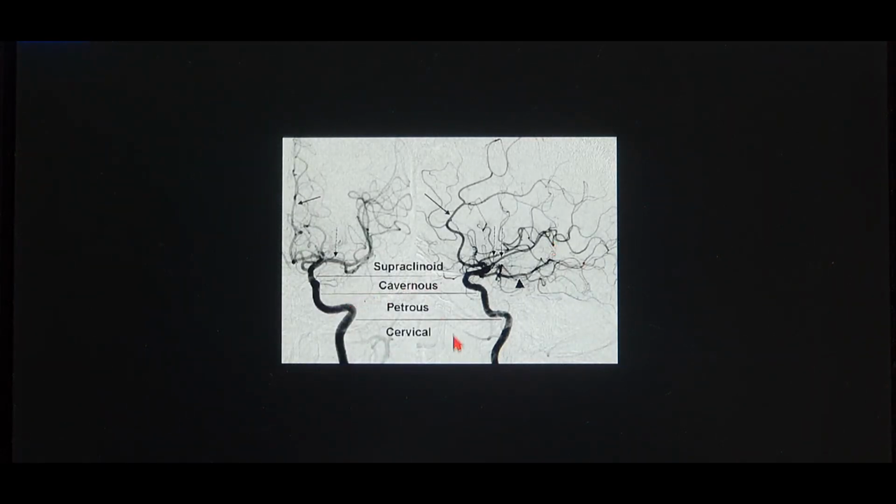Now, this is yet another photograph of the arteriography showing the divisions of the internal carotid artery. I hope this is made very easy for you guys. If you watch this video a few times again and again, you will have all the basics clear in your mind.